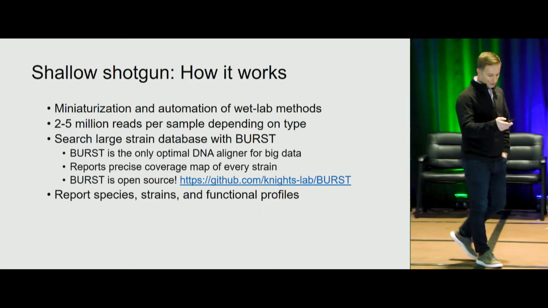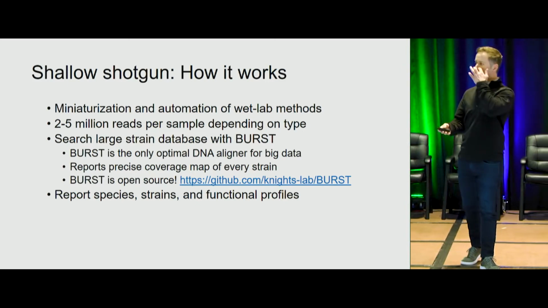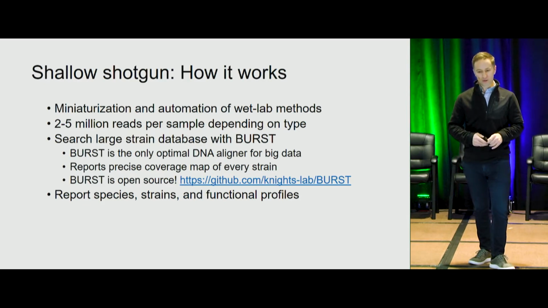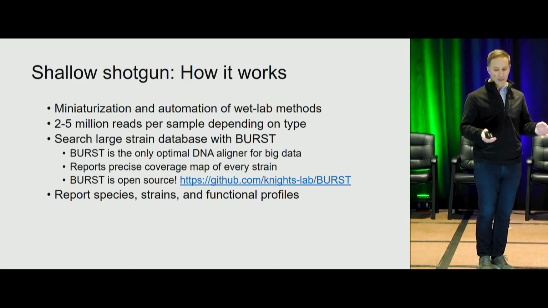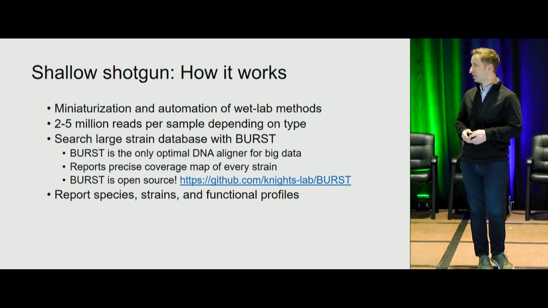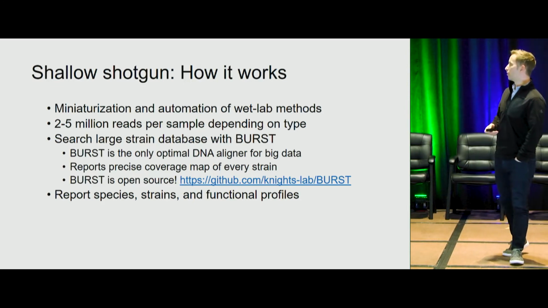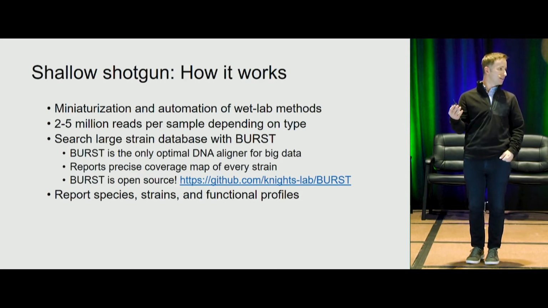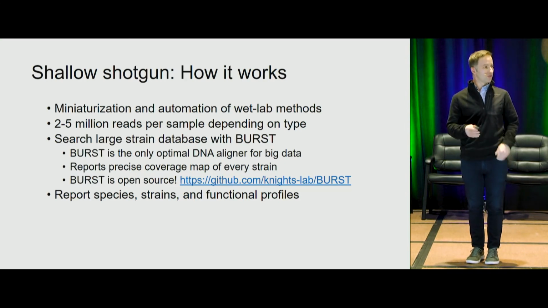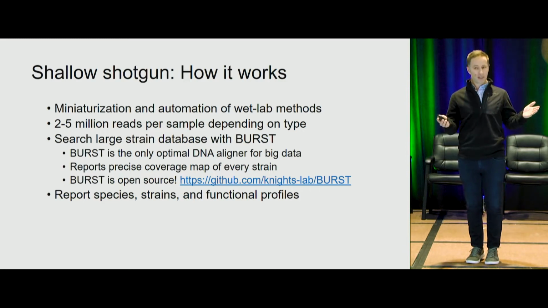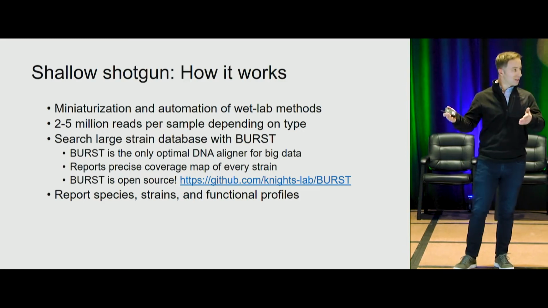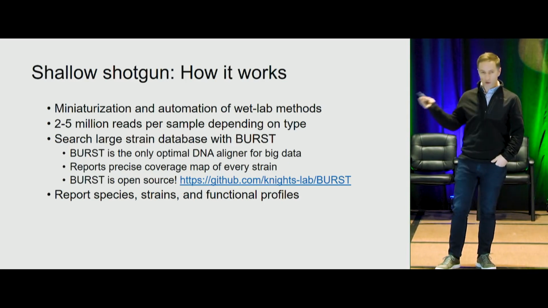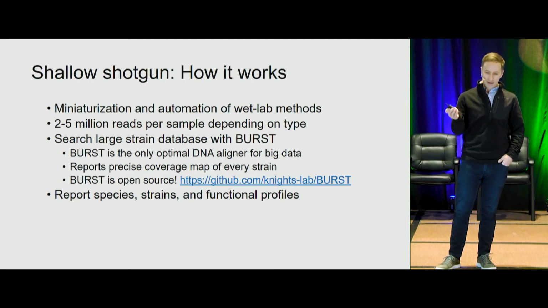And what we're doing is taking advantage of miniaturization and automation to make the wet lab steps cheaper. And then we're usually getting somewhere between 2 and 5 million reads per sample, depending on the sample type. We also use a computational approach that extracts maximum information from the data. We have an alignment algorithm that's fully exhaustive, fully optimal, and it uses an entire read from the data to compare to every possible strain in the database. Always finds the best match. That's open source. If anybody wants to try it out, it's kind of fun.